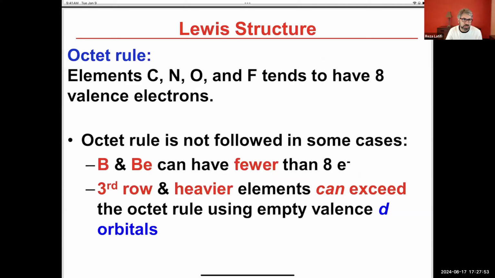The first one is, what's the octet rule? The octet rule says if you have elements like carbon, nitrogen, oxygen, and fluorine, give them 8 electrons. Otherwise, they will not be stable. So let's make a note for ourselves: anytime we have nitrogen, carbon, oxygen, and fluorine, we need to make them octet. If not, the system is not going to be stable.